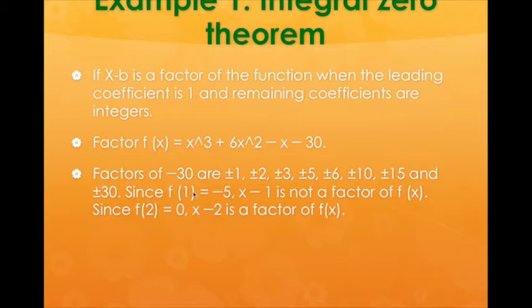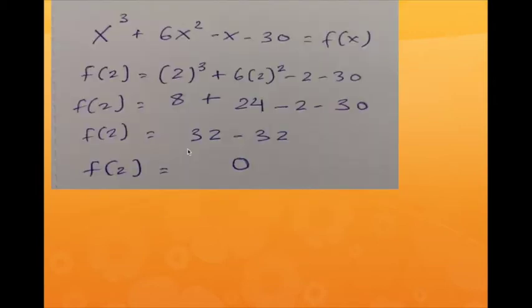Since f(1) is negative 5, this means x minus 1 is not a factor of f(x). Since f(2) is equal to 0, putting 2 into x gives 0, so x minus 2 is a factor of f(x). Here we have only taken the factors of negative 30. This is because the leading coefficient here is 1. As said, the integral zero theorem applies when the leading coefficient is 1.